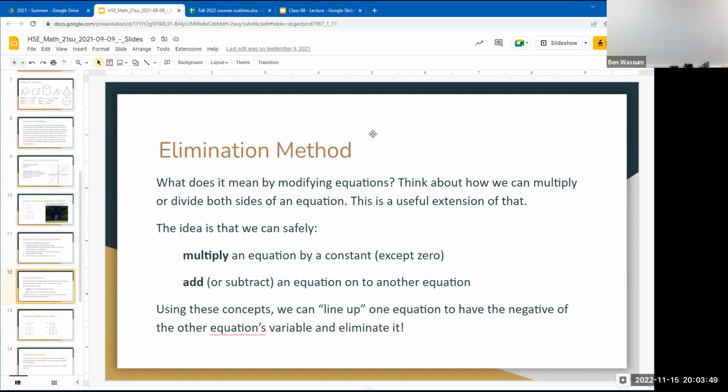So it's tricky, but you can safely multiply any equation by a constant. And take my word for it, you can add or subtract an equation onto another equation. And as long as it's in the same system of equations, it is still functional. It still works. Okay?